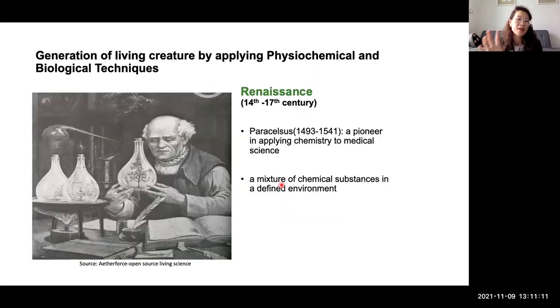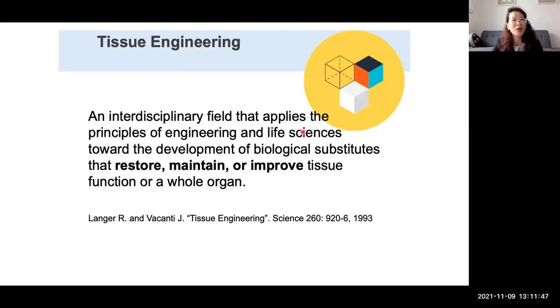And this picture shows that maybe we can control life in a confined environment. This is Paracelsus. He applied chemicals and substances in vials and bottles, hoping to recreate life. This is the Renaissance era, so this is not new to us. You will probably think, oh, this is a new technology, but actually they thought about it a thousand years ago. Okay, back to the current era.